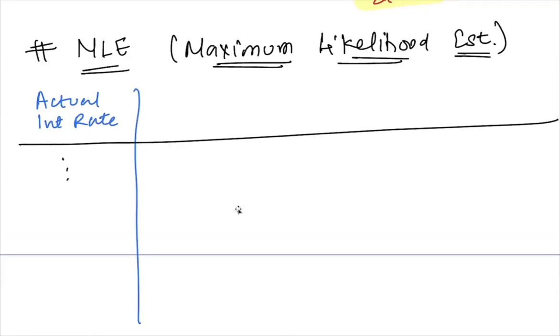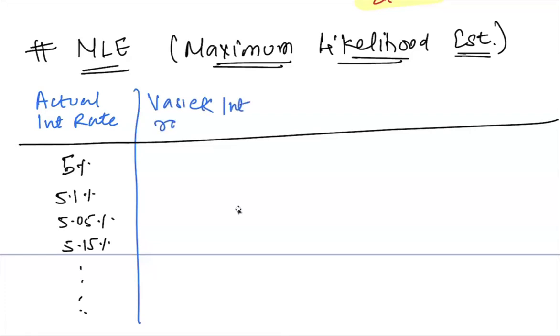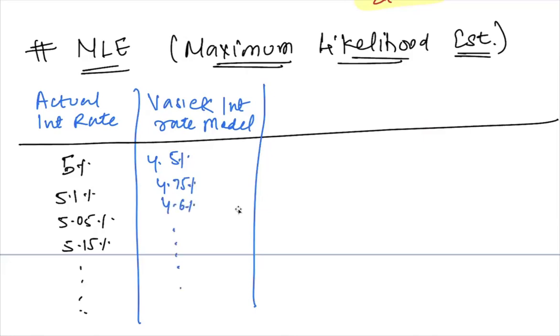Let me give you an example. Let's say we have 5%, 5.1%, 5.05%, 5.15%, and so on. So these are our actual interest rates. Then we'll have our Vasicek interest rate model, which, let's say, generates something like 4.5%, 4.75%, 4.6%, and so on.